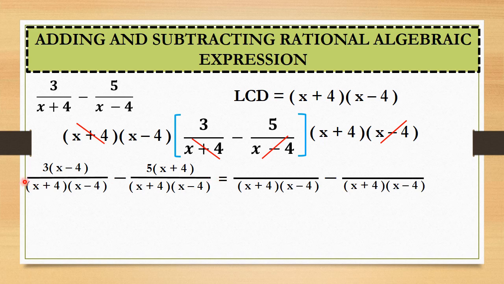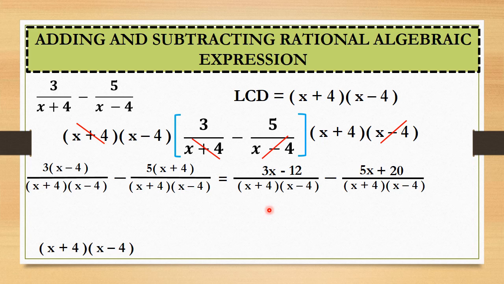Okay, then by distributive property, 3 times x minus 4. So, 3 times x, we have 3x. 3 times negative 4, we have negative 12. So, minus 5 times x, that is 5x. 5 times positive 4, we have positive 20. Then, keep the LCD, then combine the numerators. So, let us combine the numerators. Then, the operation is subtraction, so we have to add the opposite of the subtrahend.